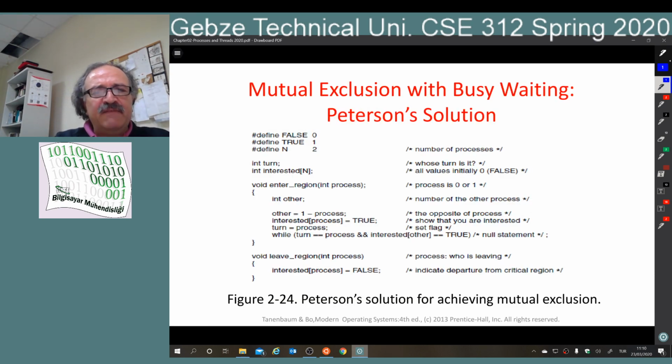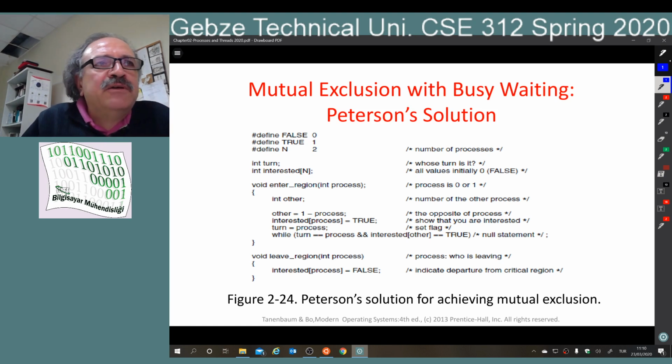Peterson's solution, I think, was proposed in the 1980s. People had solutions for this problem before, but their solutions were much more complicated. This is a much easier solution. The idea is kind of a double lock, okay?